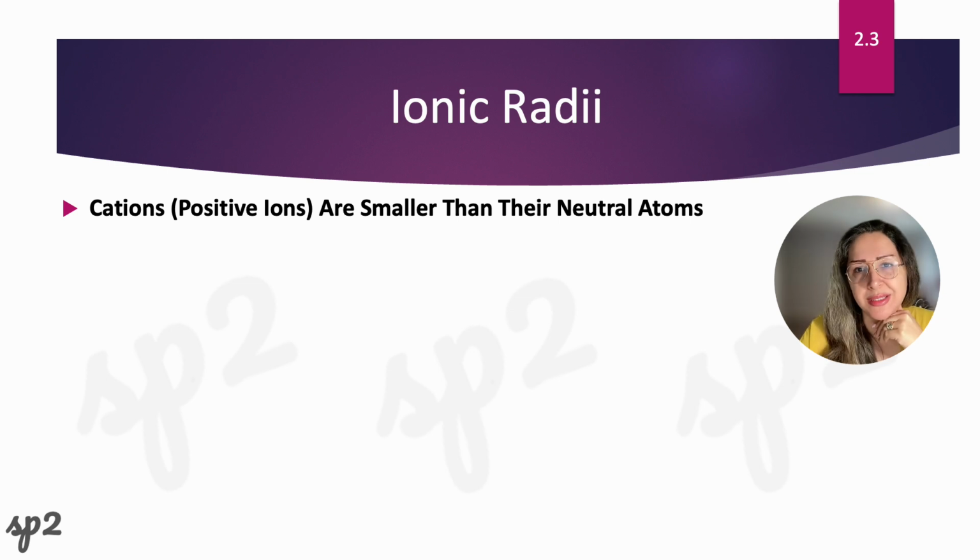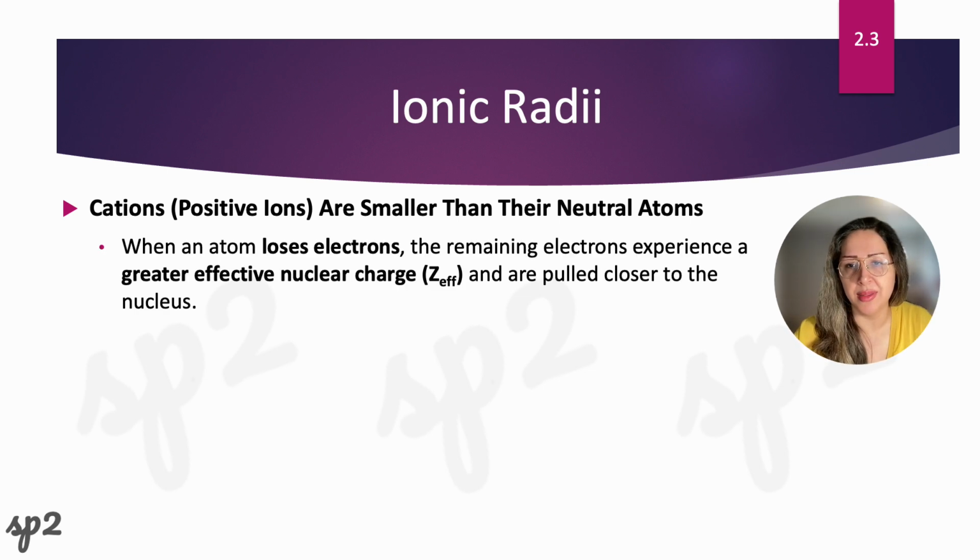The next topic is going to be our ionic radii. That means either we have a cation or we have an anion. Starting with the cation, where we have positive charges, these are going to be smaller than their neutral atoms. What happened here is we lost an electron, and therefore the remaining electrons are going to experience a greater effective nuclear charge and are going to be pulled closer to the nucleus. And that's why they're going to be smaller.